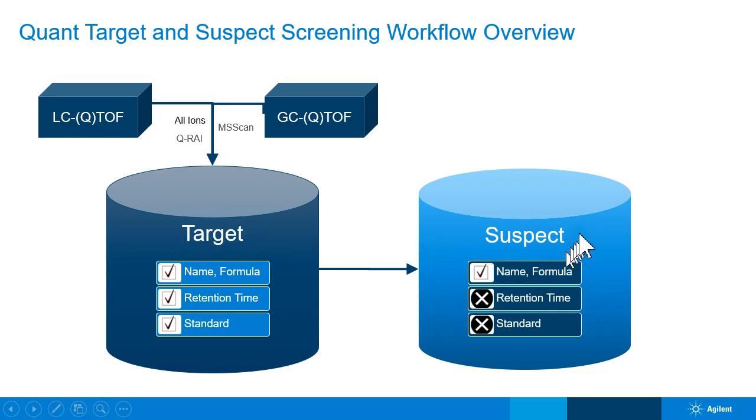Suspects are a different category, but basically handled the same way in the Quant engine. I've got a name and a formula, and I can derive a lot of information from that. But since I don't have the standard, I can't really know for sure where the retention time is. I might be able to predict it, but I don't know for sure. Now, this is a major difference. I can come up with an estimation of what amount is present, but these two are handled very similarly in the overall workflow, and that's how we've combined target and suspect screening together.